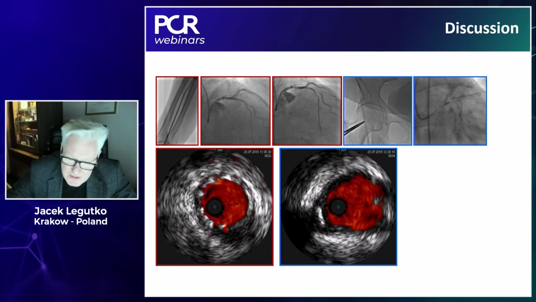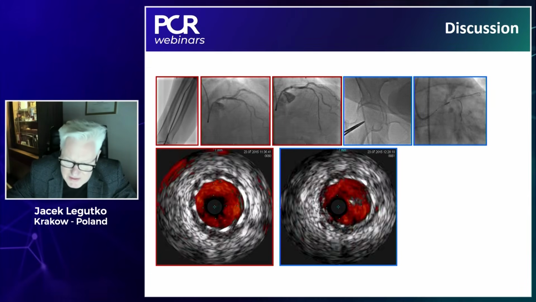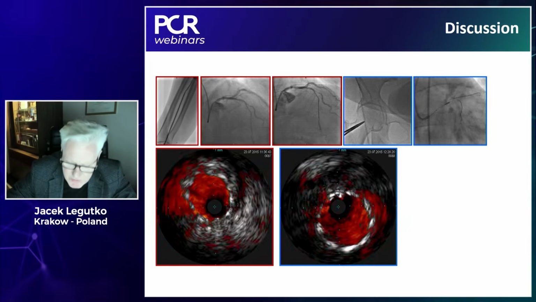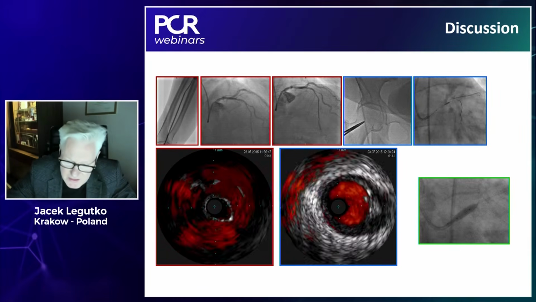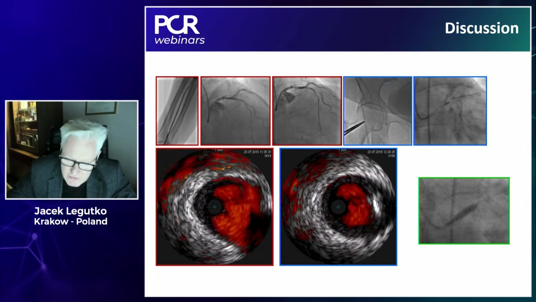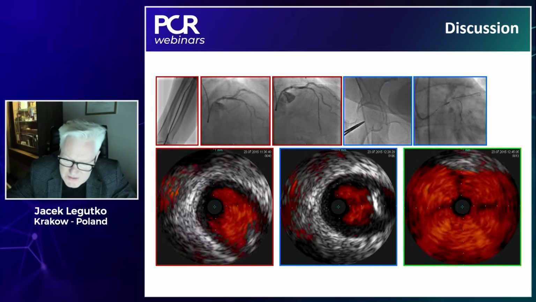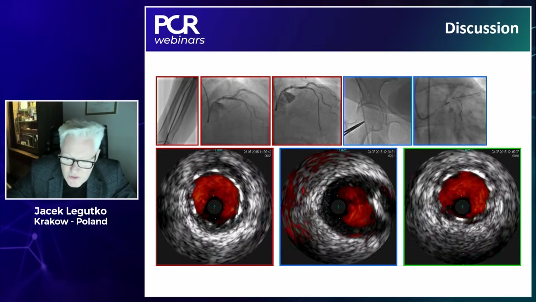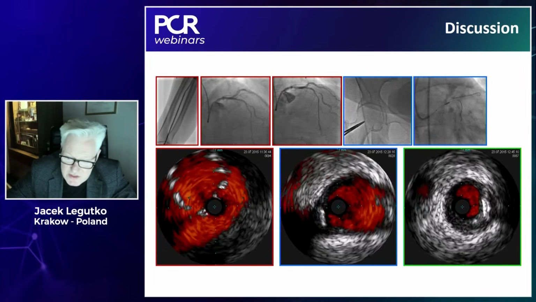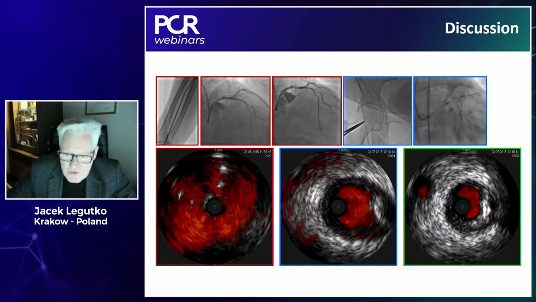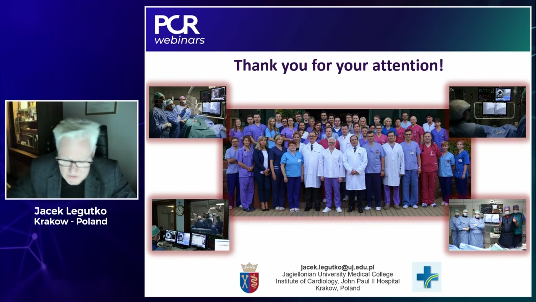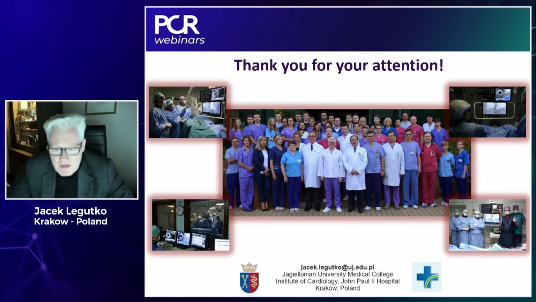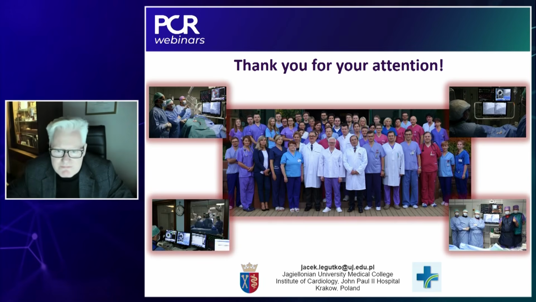Of course, it's not good to leave it like this. Maybe it could be a problem, but it's not if you are going with the wire through the stent, because then you just need to inflate the appropriately sized balloon, and this is the result afterwards. So it's very easy to treat such stent distortion, of course, if you recognize it on intravascular ultrasound and your wire is going in a good direction. Thank you very much for your attention.